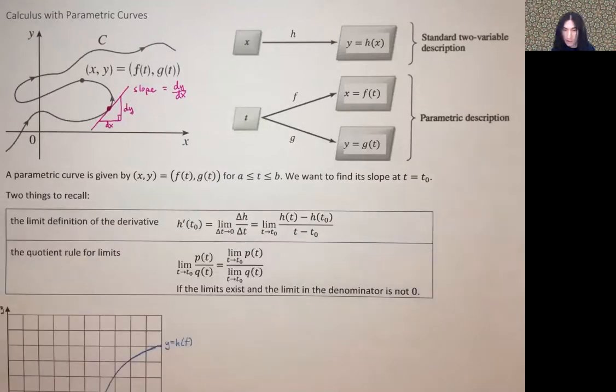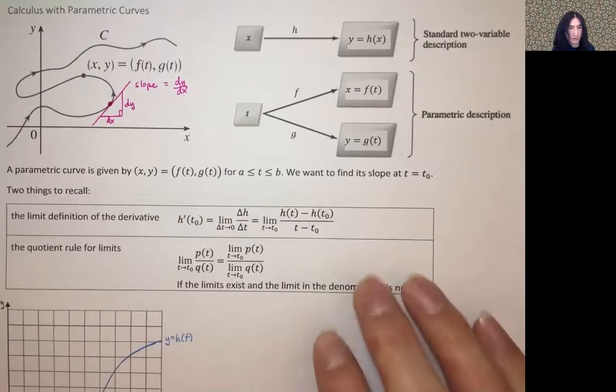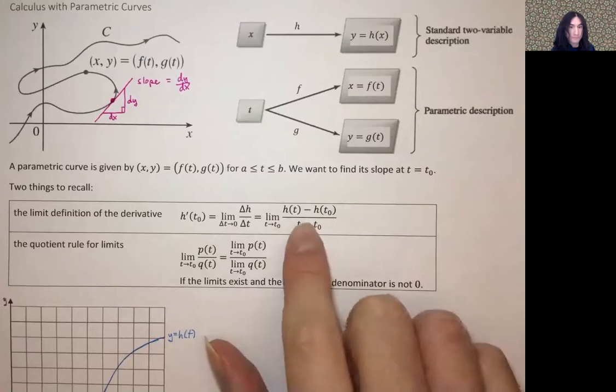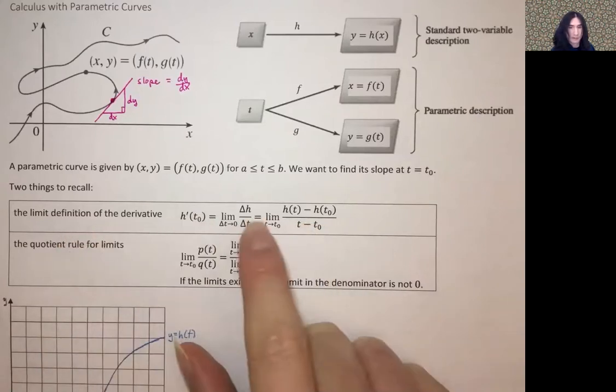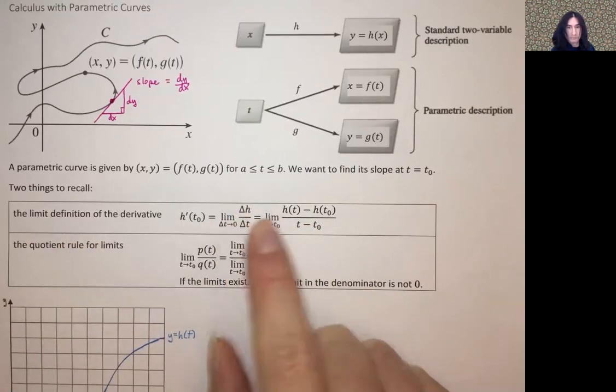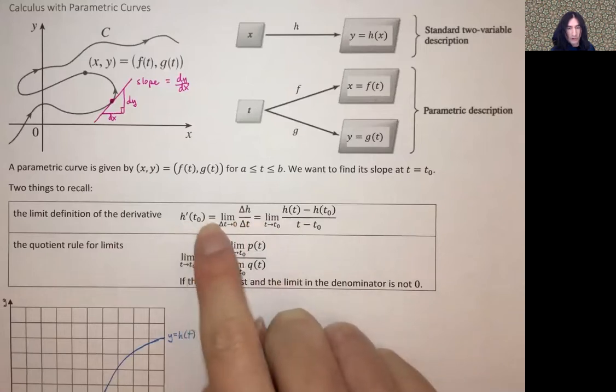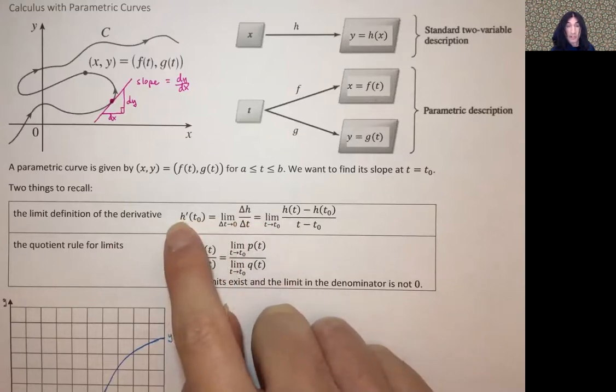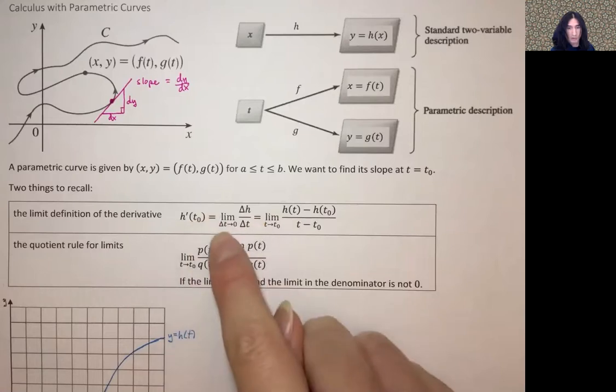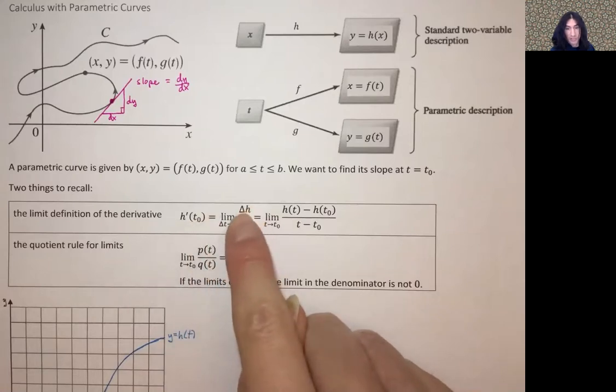And we're going to have to go through the limit definition of the derivative in order to come up with a formula. Okay, so you might recall this formula right here. The derivative of a function h at a point t naught is the limit as a change in t values goes to 0 of the change in the output over the change in the input. That's, of course, the rise over run of a secant line right here.